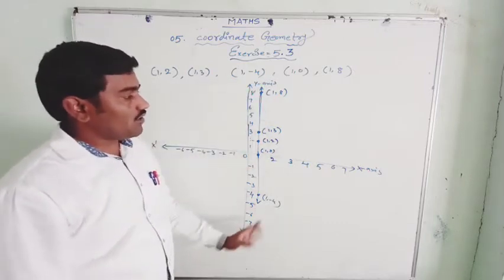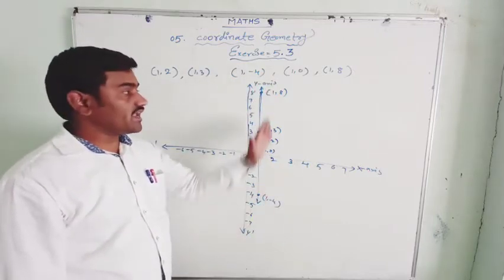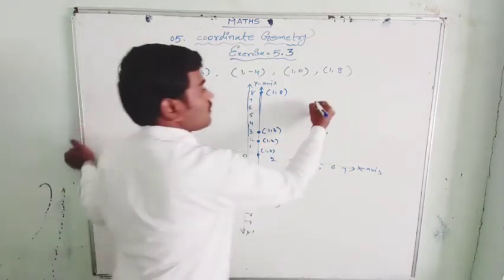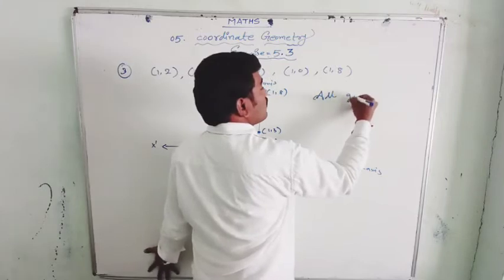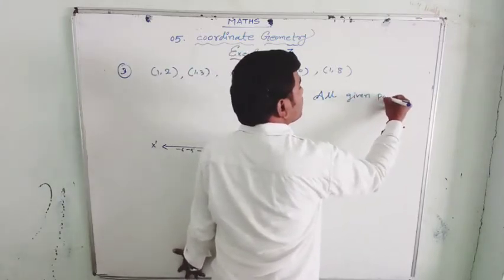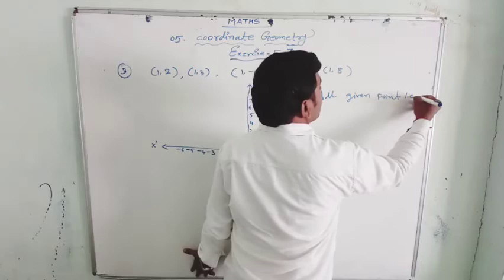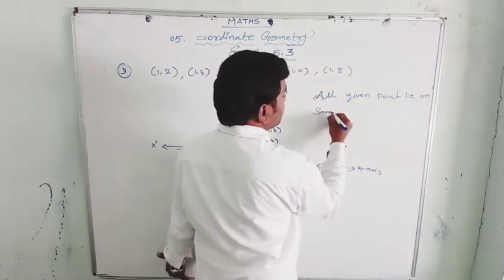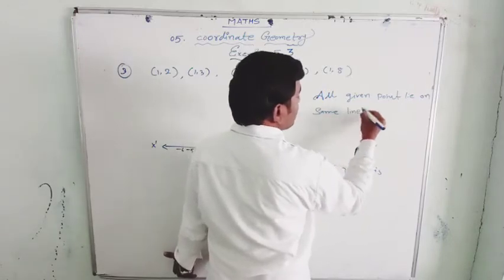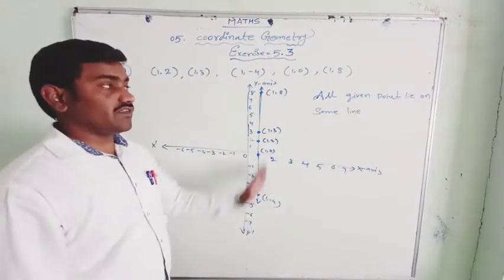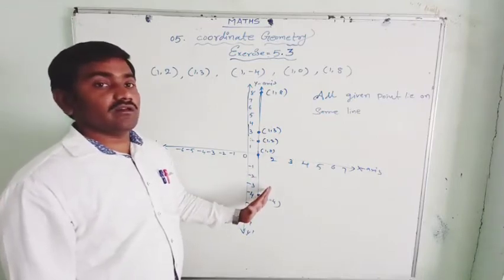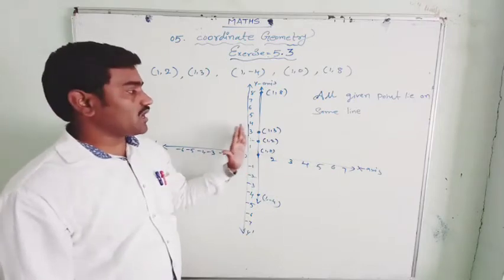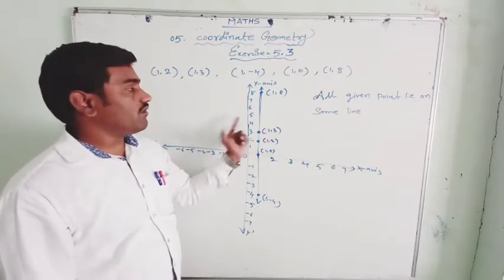See that this line, all these points lying on a same line. All the given points, here I will write the answer. All given points lie on same line. All these given points lie on the same line which is parallel to y-axis, at the distance of 1 unit.